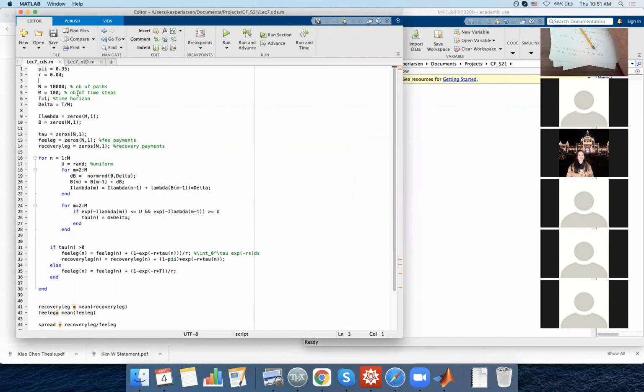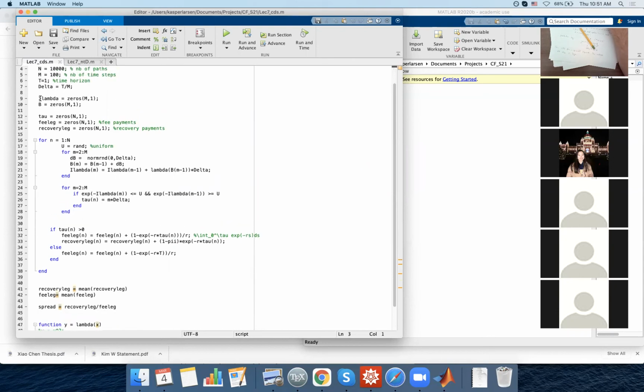and an interest rate of 4%. Then we're going to be simulating a bunch of paths. So I have 10,000 paths here, and I have discretized the time horizon into 100 time steps. Okay, and so what I'm doing is I'm looking at Brownian motion. This is going to be stored in B, and the integral of lambda is going to be stored in this I lambda. And then I'm interested in stopping times tau. I'm interested in the fees. I'm interested in the recovery rate.